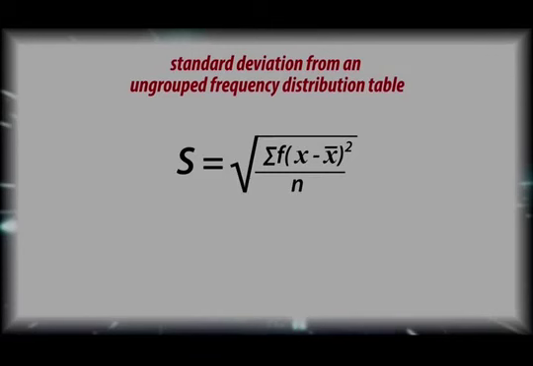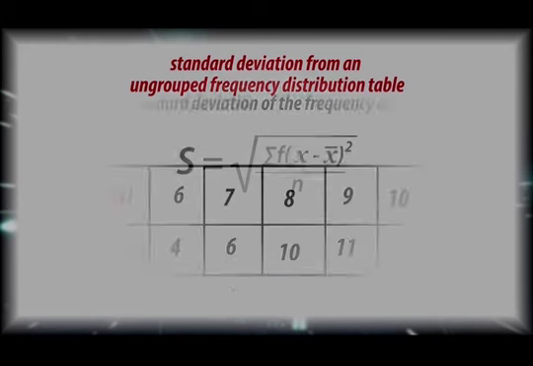Again, let's look at the standard deviation from an ungrouped frequency distribution table. Here, the standard deviation S is given by the square root of sigma f times x minus x bar all squared, divided by n. So we are going to use this formula as well to work a few examples.